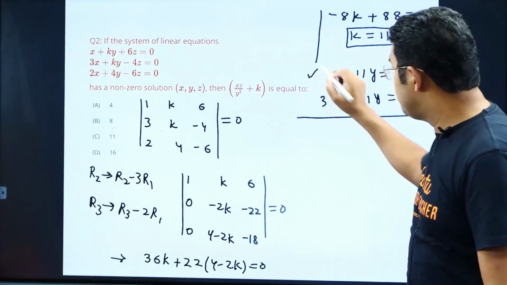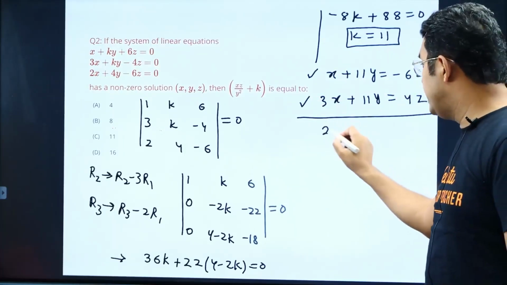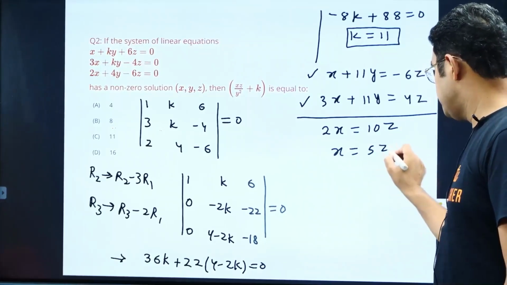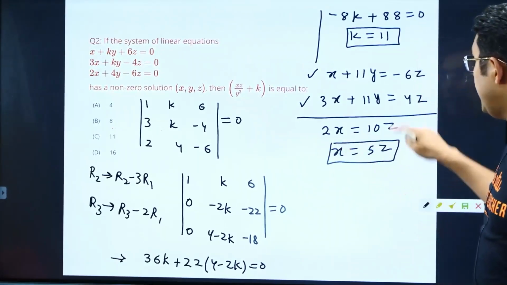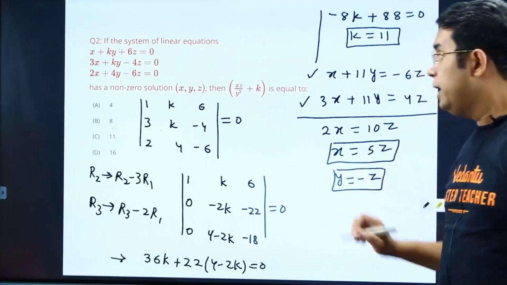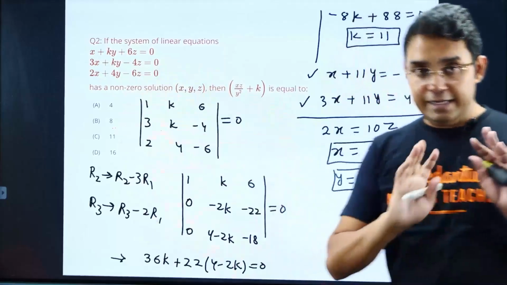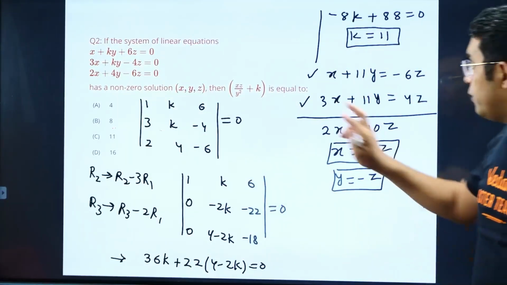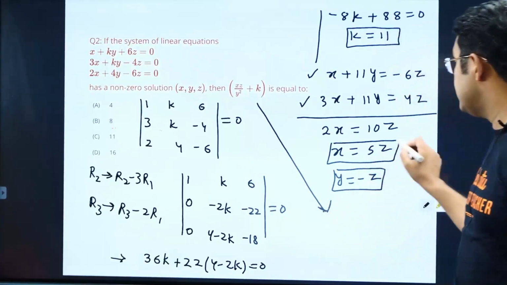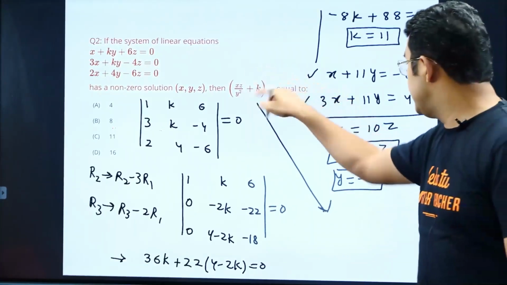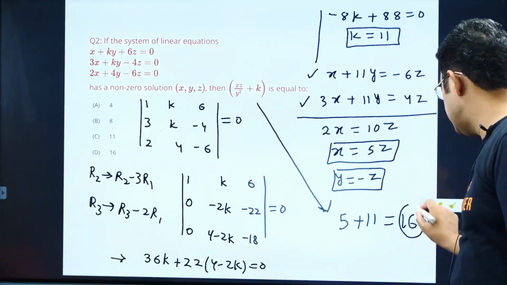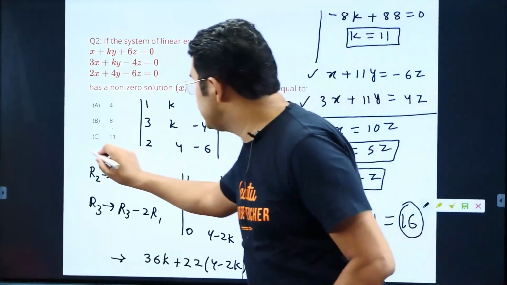If you subtract the first one from the second one, we will be getting 2x equal to 10z, which gives x equal to 5z. And if you put x as 5z here, we will be getting y equal to minus z. Okay, we can put these values and verify that it satisfies the third equation also. Now what we are looking for is xz upon y square. So if I put x as 5z and y as minus z, it will become 5 plus 11, so that is equal to 16. So my final answer here should be 16. So answer is D here.